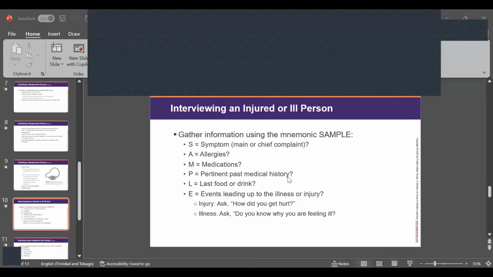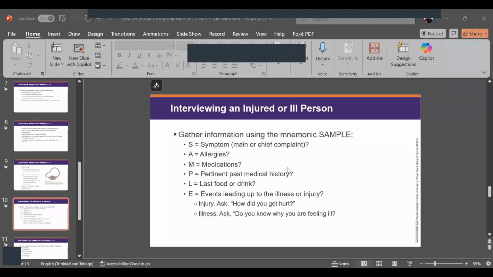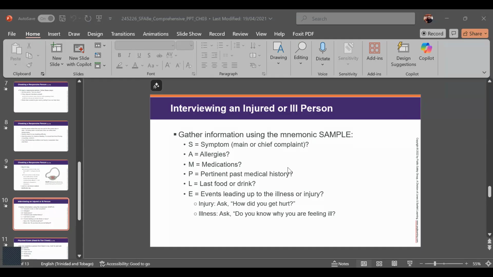Now, another, pertinent past medical history. Typically, the easiest thing to ask is, do you suffer with any medical conditions? And sometimes they ask, well, what do you mean? And you use examples, things like asthma, diabetes, high blood pressure, those sort of things. Do you suffer with any condition at all? Because sometimes it may require us to be a little more specific with the patient, and obviously find out the last food and drink and what the person was doing leading up to this.